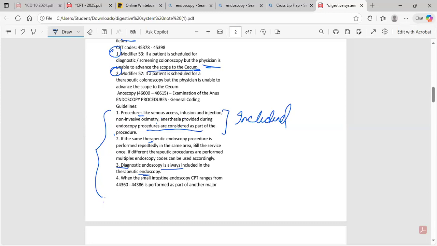And if at the same session more than one therapeutic procedure is performed on the same area, same location, we have to bill that only once. If there is a different intent or different reasons, then we have to use this with the modifier. Our small intestine codes range from this to this. So these are for the enteroscopy, which we have already discussed.